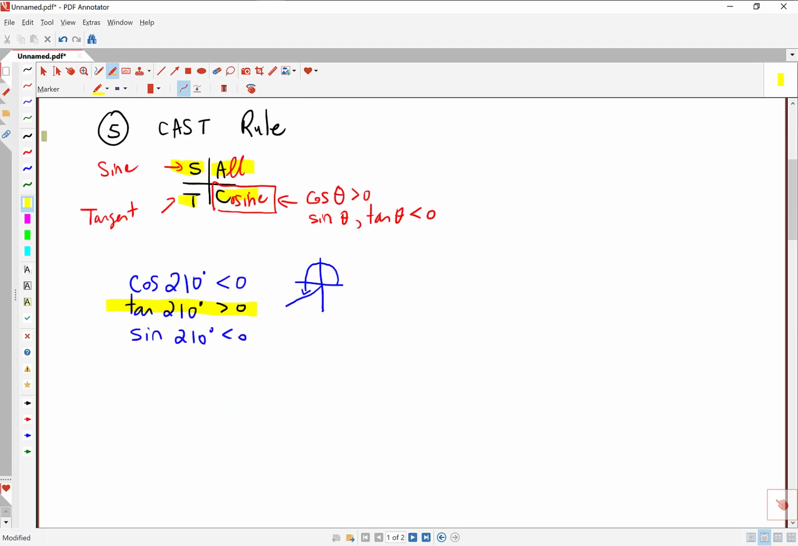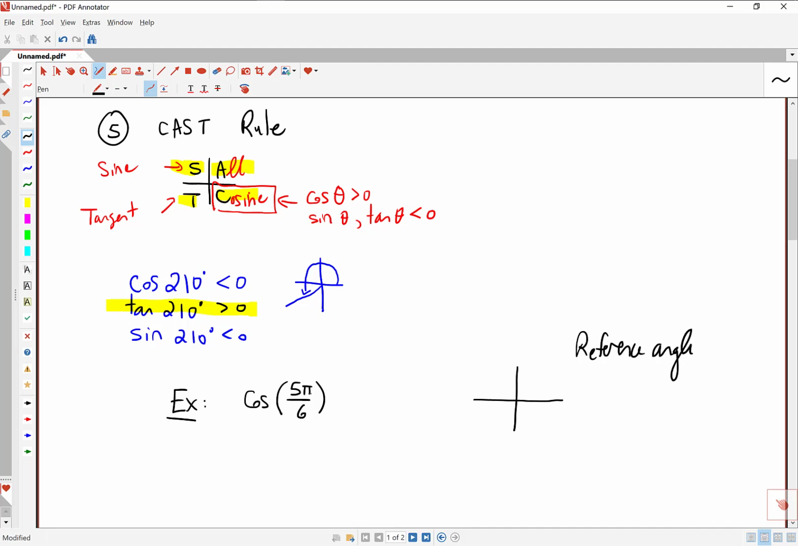The way that we actually use the CAST rule, I'll do a quick little example here, is if someone asks you to figure out, say, what is cos of 5 pi over 6? So if your angle is not in the first quadrant, the thing to do is to draw what's called a reference angle. Okay, so let's figure out where the angle 5 pi over 6 is.